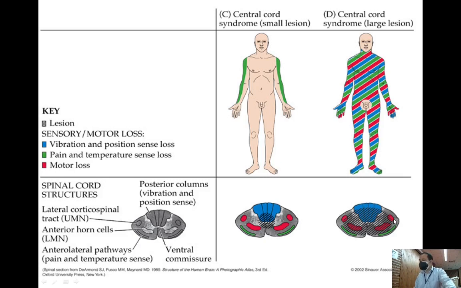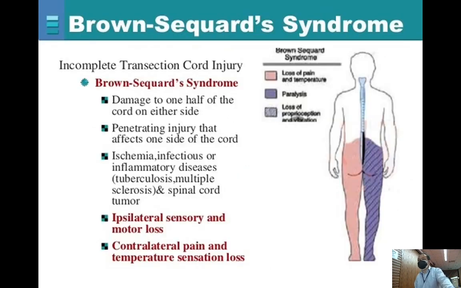Okay, and we come to Brown-Séquard Syndrome, which can be considered as an incomplete transection cord injury or a hemisection, we can say. So what do we see here? We have just one half of the spinal cord that is damaged. The other half is intact. You will have manifestations at the level of the lesion and below the level of the lesion.